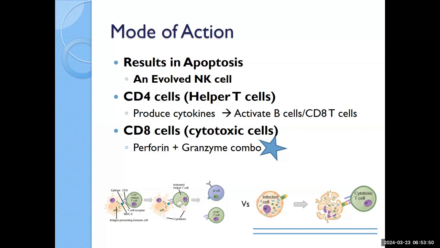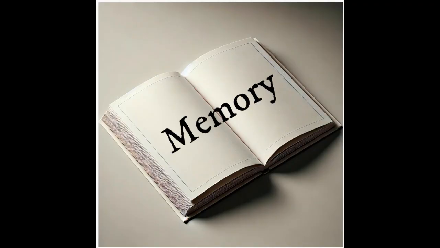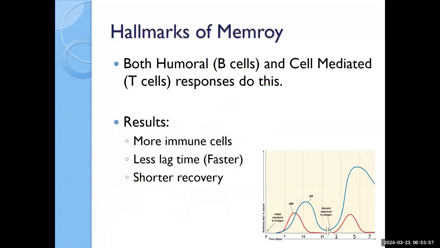These cytotoxic T cells also kill through perforin and granzyme, just like the natural killer cells. The benefit of the adaptive immune response is memory. Now, both the humoral and cell-mediated responses have memory. This results in more immune cells being present, already available, which means that the next time you come into contact with that pathogen, they're able to respond near immediately.